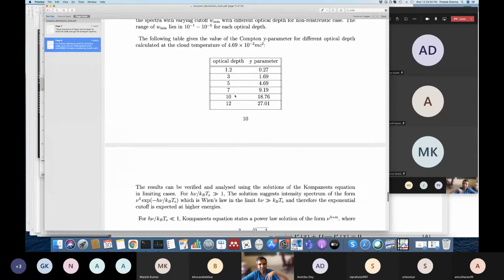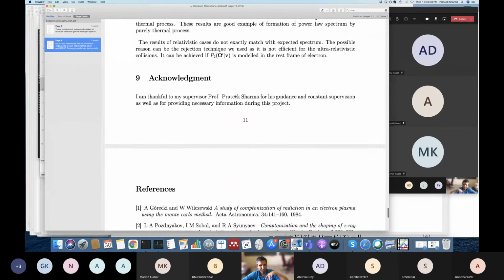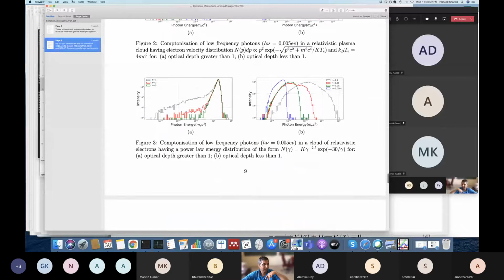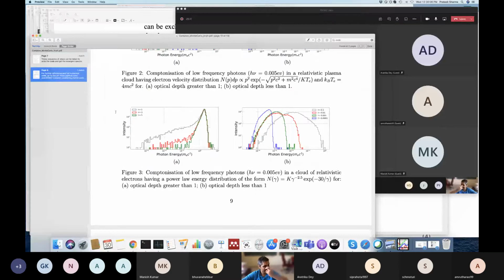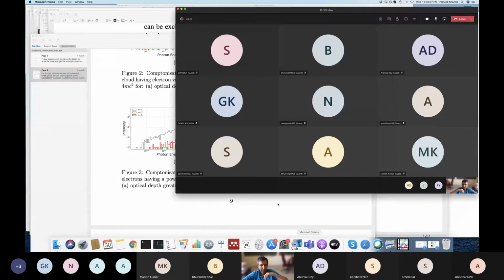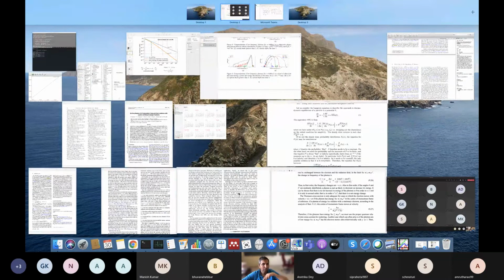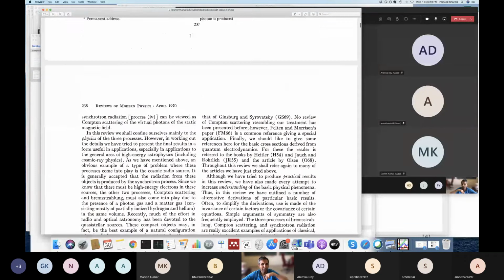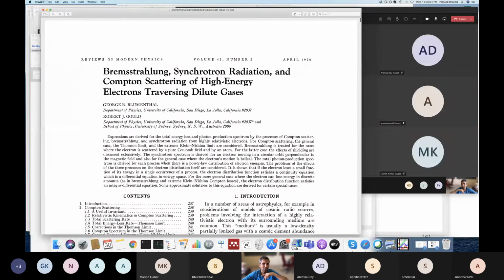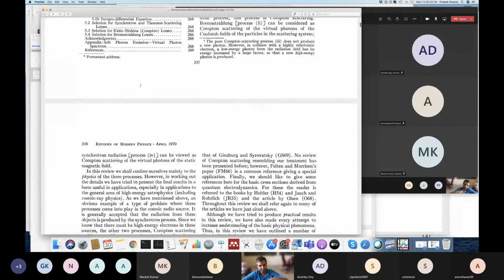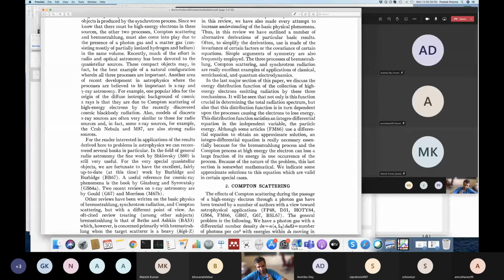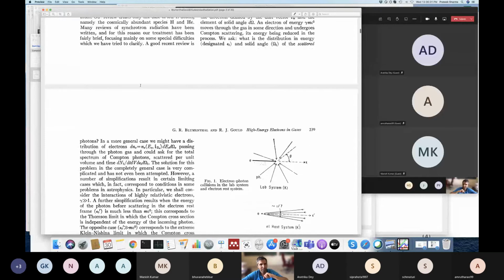And he's done various limits. Okay, so this is one thing. The other thing that I have put there is this classic paper by Blumenthal and Gould. This paper deals with Bremsstrahlung, synchrotron, and Compton scattering, so it covers pretty much the things that we have been doing.